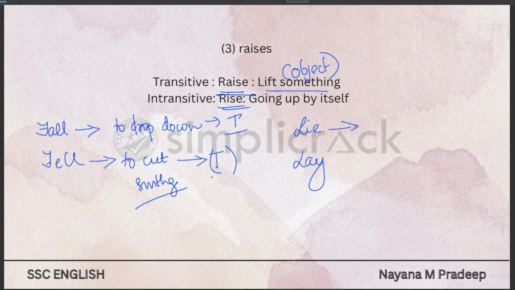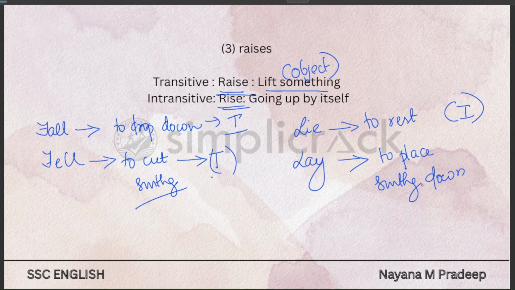Now lie. Lie means to rest, lying down on your back. There you do not require an object, so it is an intransitive verb. Lay means to place something down. There you require an object, so it is a transitive verb. So remember that when you come across these words in the question, check if there is an object in the sentence. If there is an object, go for the transitive verb. If there is no object, go for the intransitive verb.